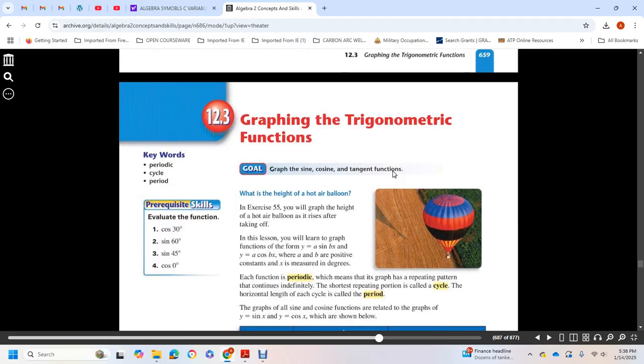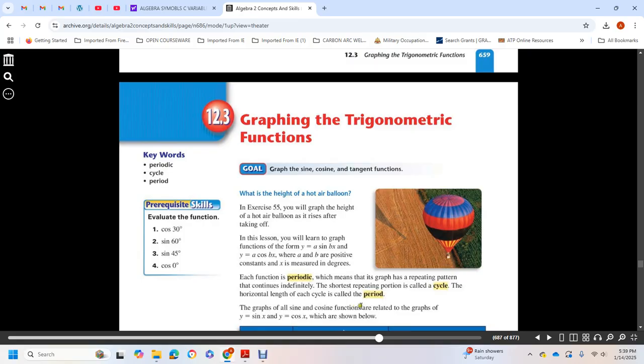Alright, graphing trigonometric functions. In this lesson you will learn to graph functions of the form y equals a sine bx and y equals a cosine bx, where a and b are constants and x is measured in degrees. These functions are periodic, which means the graph has a repeating pattern. The smallest repeating portion is called a cycle. The horizontal length of each cycle is called the period.